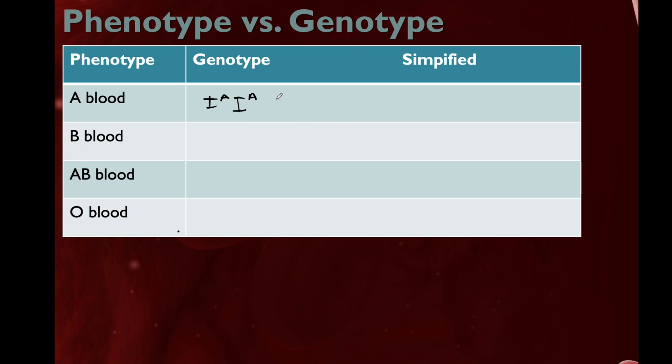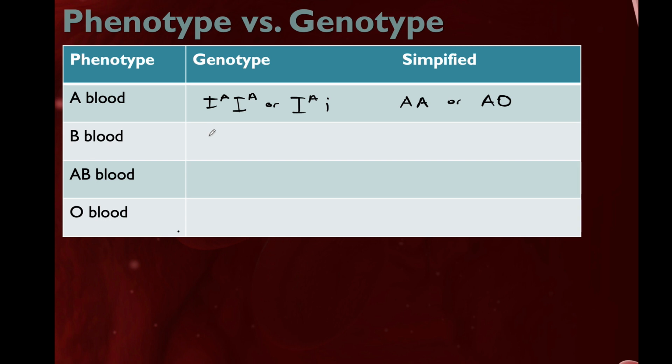That's one of the possibilities. But remember, we also have this heterozygous condition, which means that we could have a dominant allele and a recessive allele. And that's what it would look like for the A type of blood. If we simplified it, we'd say that both mom and dad donated a capital A each, or one of them donated an A allele and one of them donated an O allele. It doesn't matter which one.